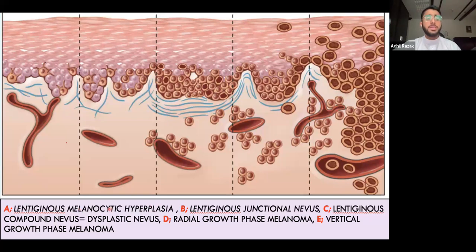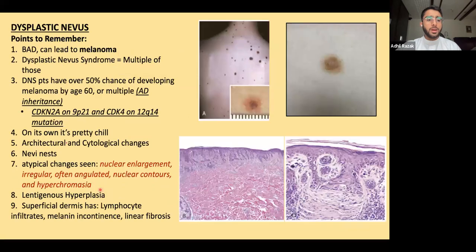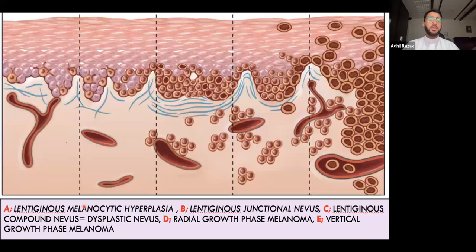In A, you see lentiginous melanocytic hyperplasia, which was discussed earlier. As you can see in dysplastic nevus, this is the most basic form. The dysplastic nevus stage of a melanoma, or a possible melanoma, you see lentiginous hyperplasia, which are the melanin cells being hyperplased, or growing more than they're supposed to.